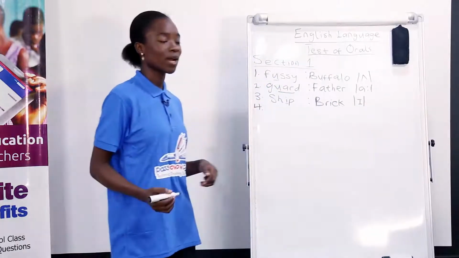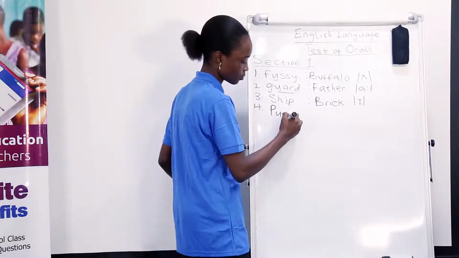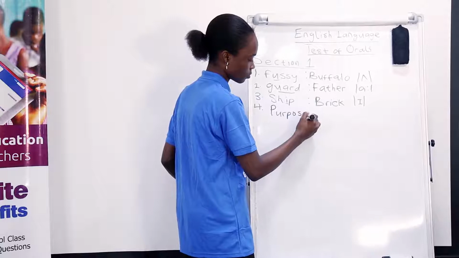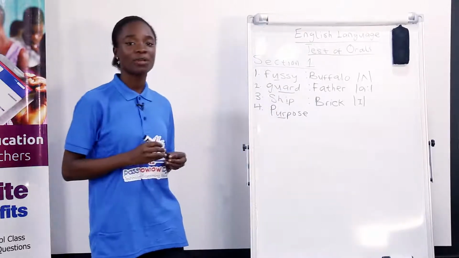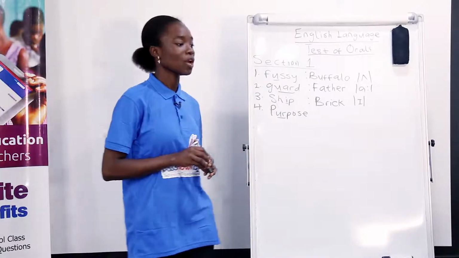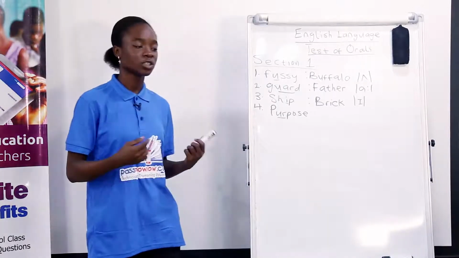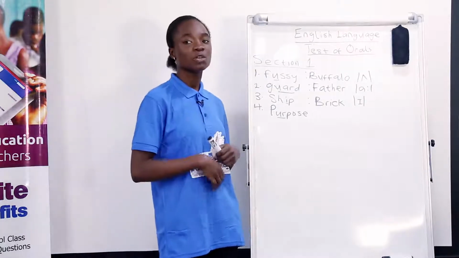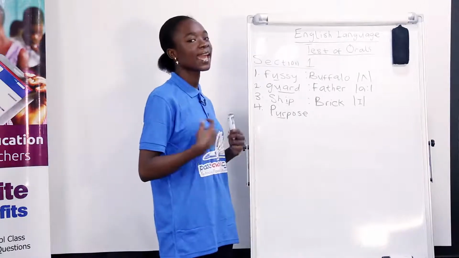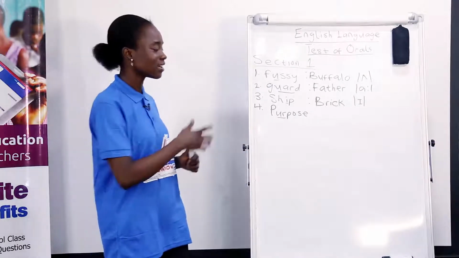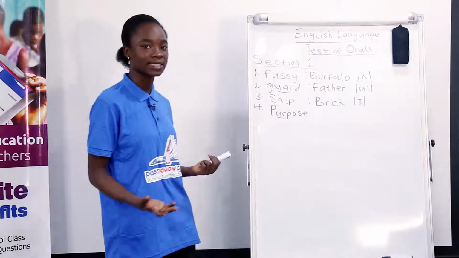Number four, we have pebbles. Now, option A, we have kernel. We have option B as pawn. Option C, mustache. And option D, we have sage. The correct answer is kernel, because it has the same vowel sound as pebbles, the long air sound.